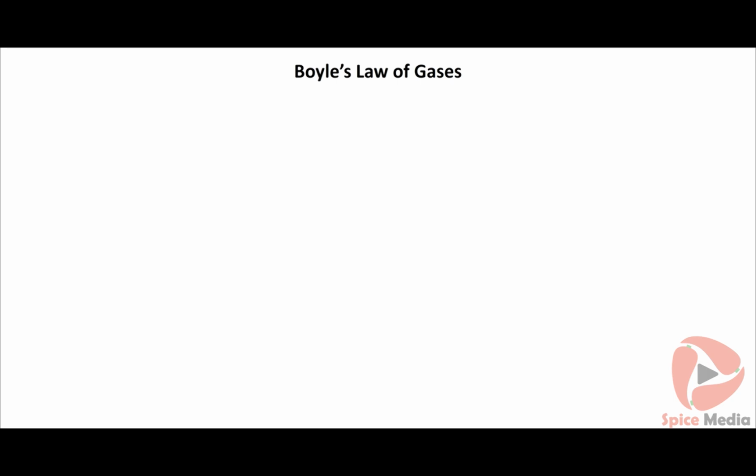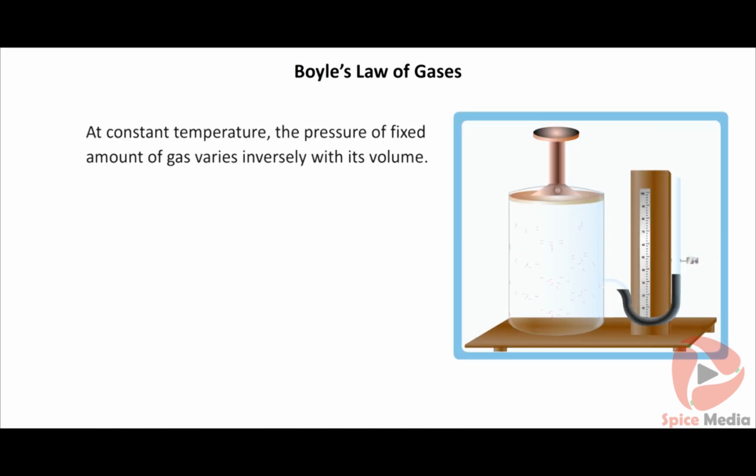Now let us learn the Boyle's law statement on the nature of gases. At constant temperature, the pressure of a fixed amount of gas varies inversely with its volume. That is, P is inversely proportional to V. To understand this law, let us see an example.